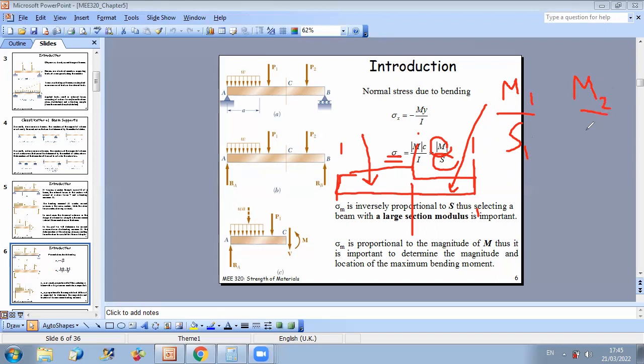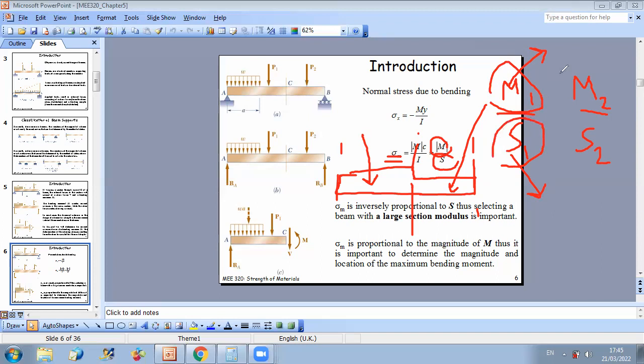Of course, if the maximum moment takes place in the part characterized by the smallest S, then no need to do any comparison. And you can directly say already part 1 is more critical because it's containing the maximum bending moment, and it's characterized by the smallest value of the modulus S.